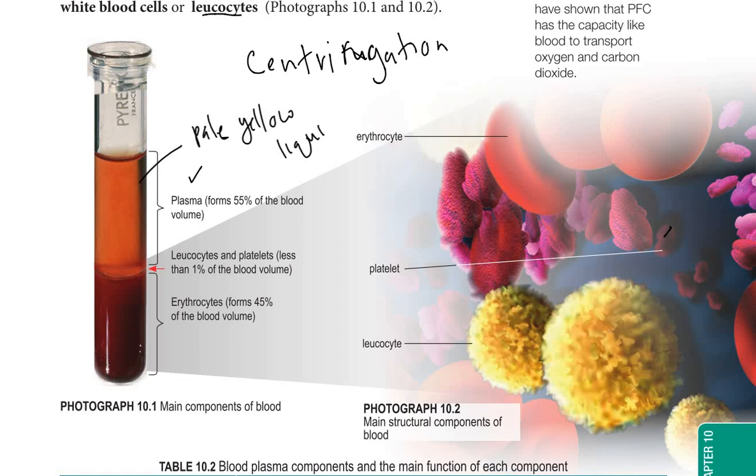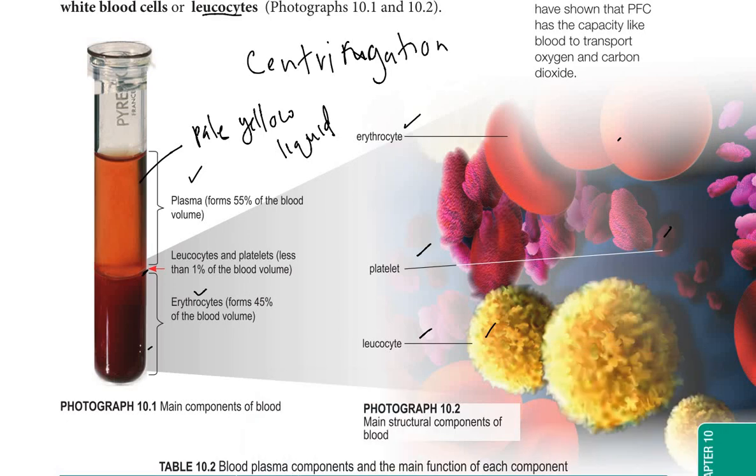So in the form of liquid. Okay, and then we have leukocytes and platelets, less than 1% of the blood volume here. Okay, and then erythrocytes form 45% of the blood volume. So this is the reason why our blood is red in color. Okay, because of the erythrocytes. So you can see here, this is erythrocytes, platelets, and leukocyte.